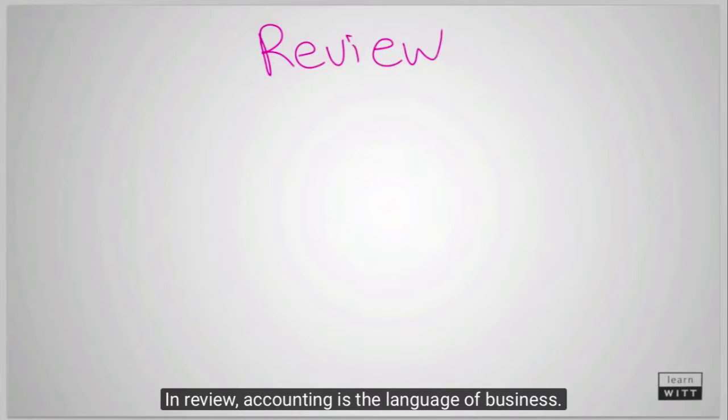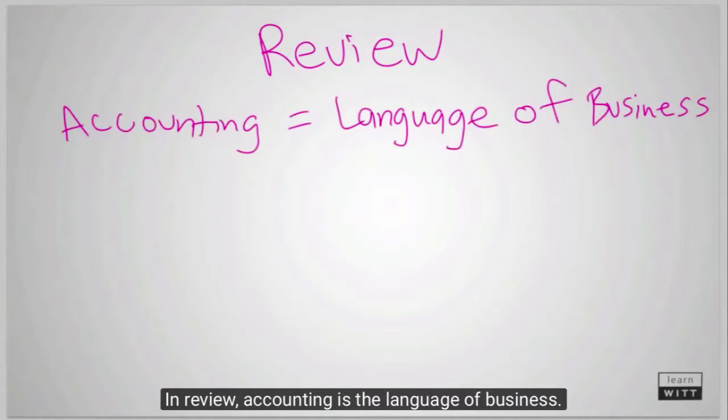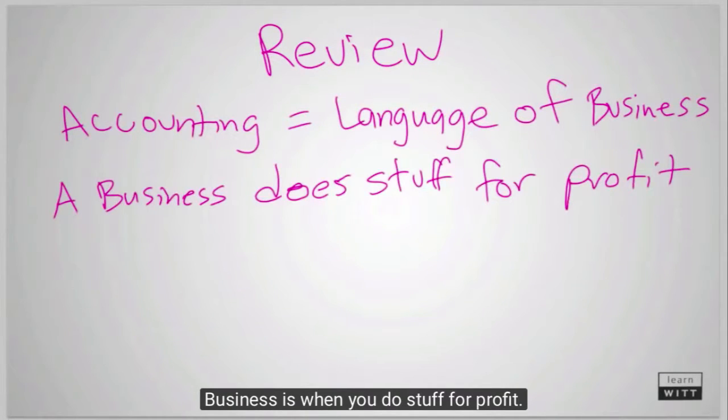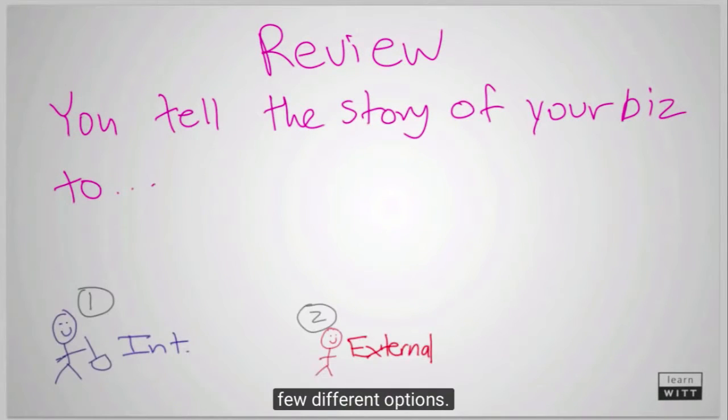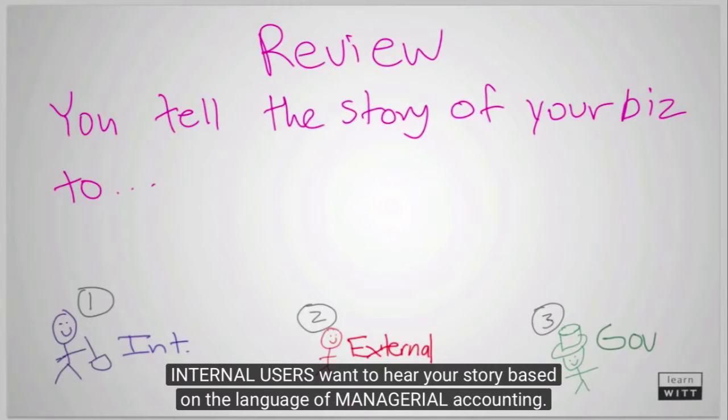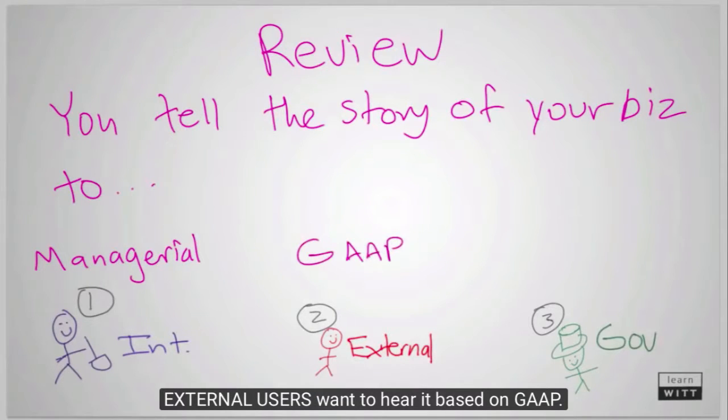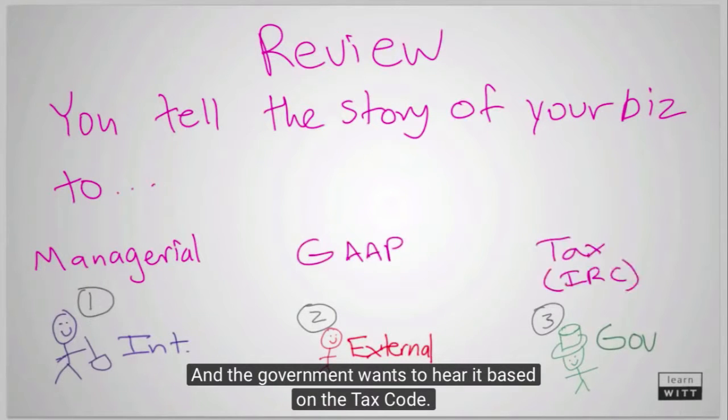In review, accounting is the language of business. Business is when you do stuff for profit. When you tell the story of your business, you're going to be telling it to one of a few different options. Internal users want to hear your story based on the language of managerial accounting. External users want to hear it based on GAAP, and the government wants to hear it based on the tax code.